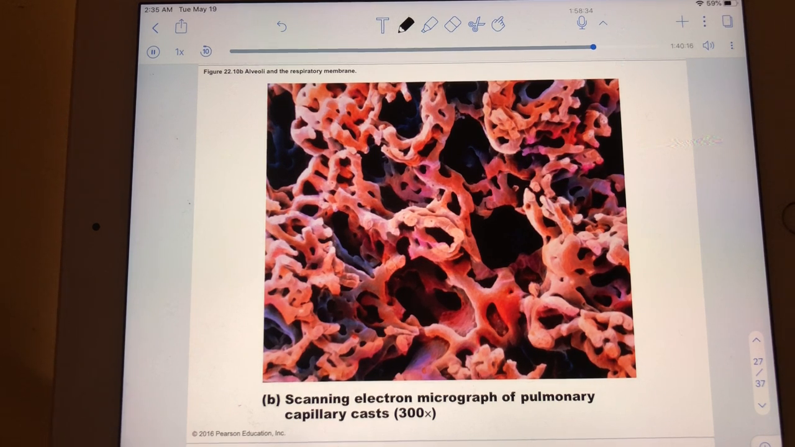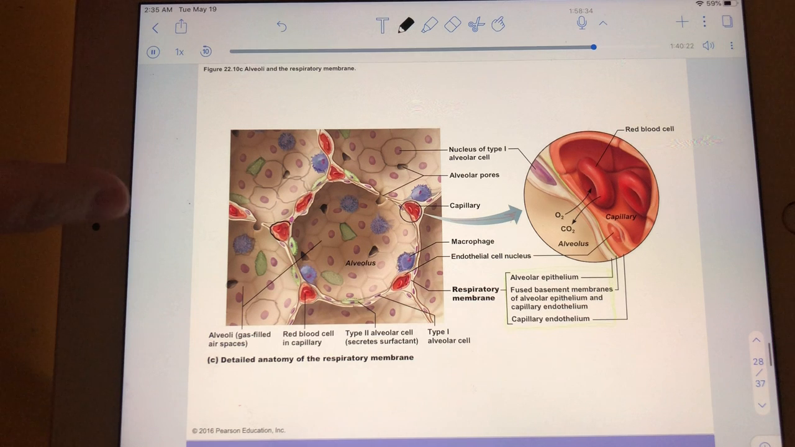Therefore, when I look at slide 29 and I see capillaries squeaking between adjacent alveoli, I'm not surprised. It's not just the sac that's covered in capillaries. The capillaries also infiltrate into the sac so that they can squeak in between adjacent alveoli, okay? Here is an alveolar pore. Equalize that pressure, okay? Here is a macrophage.